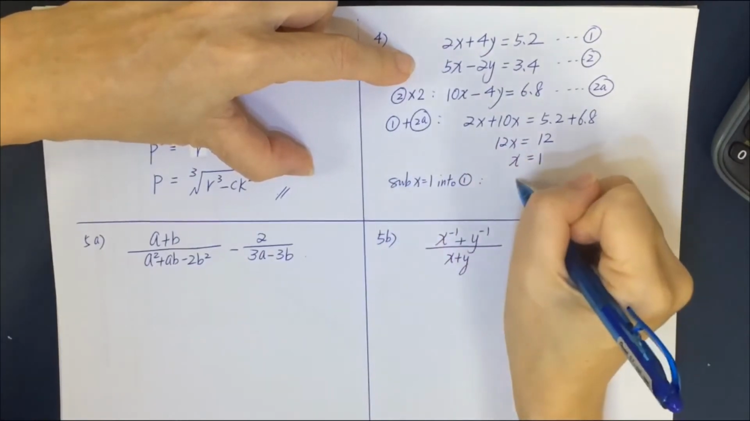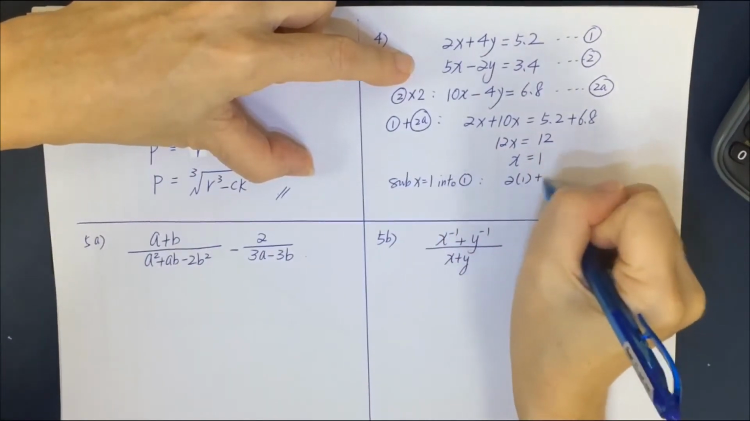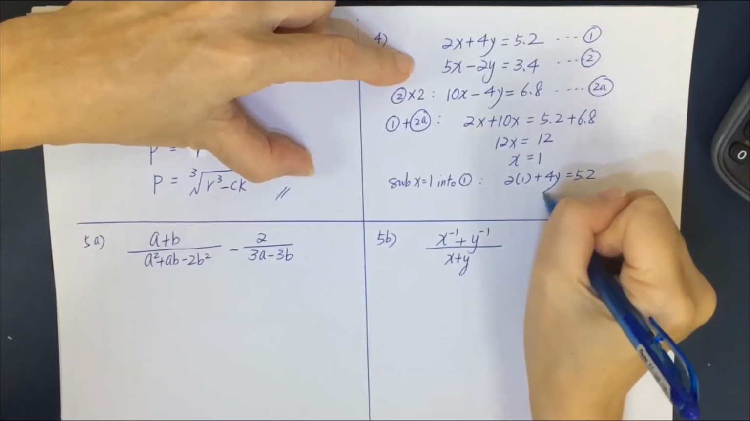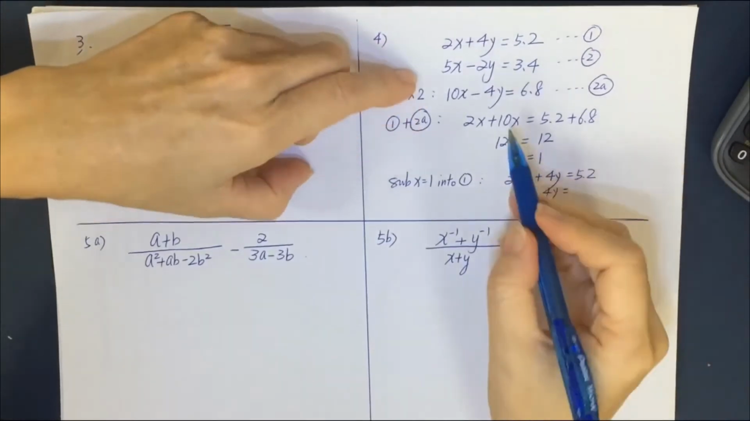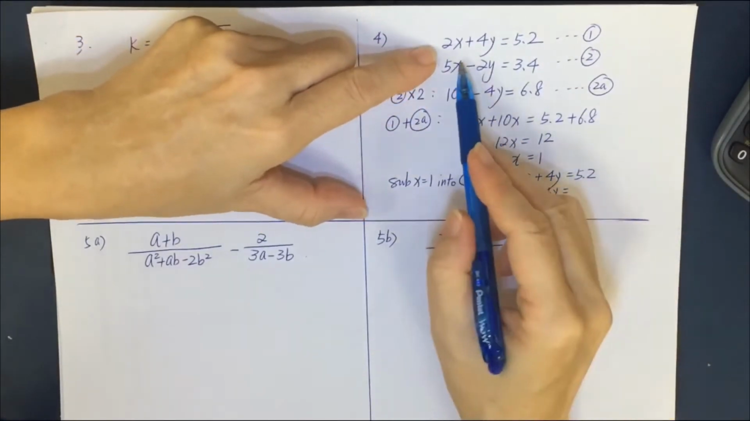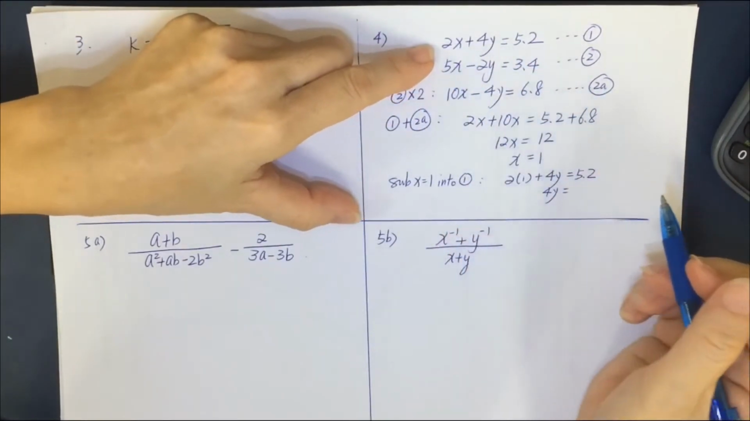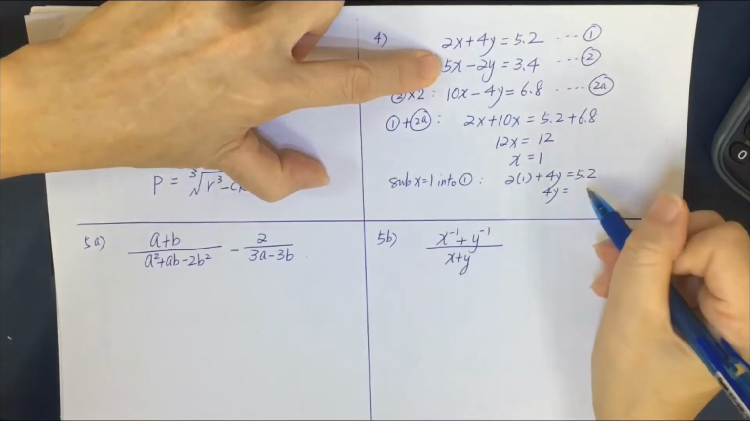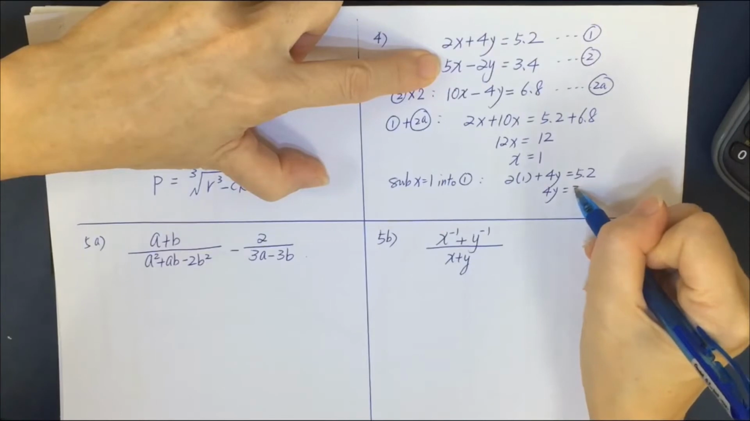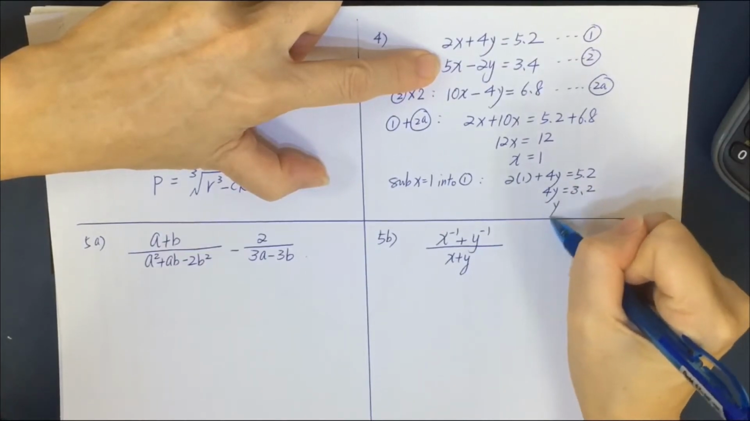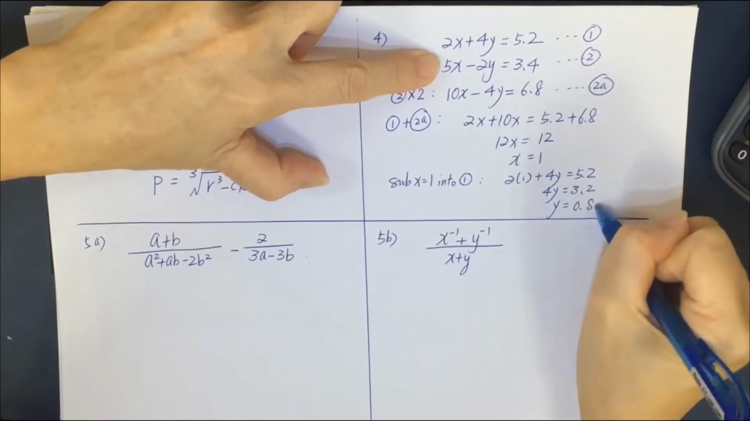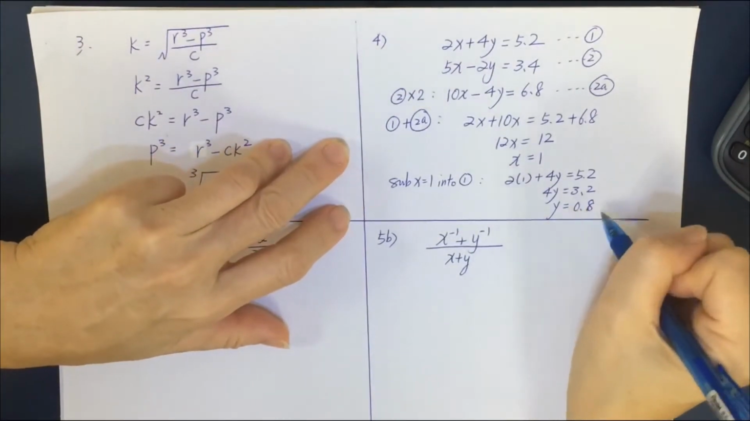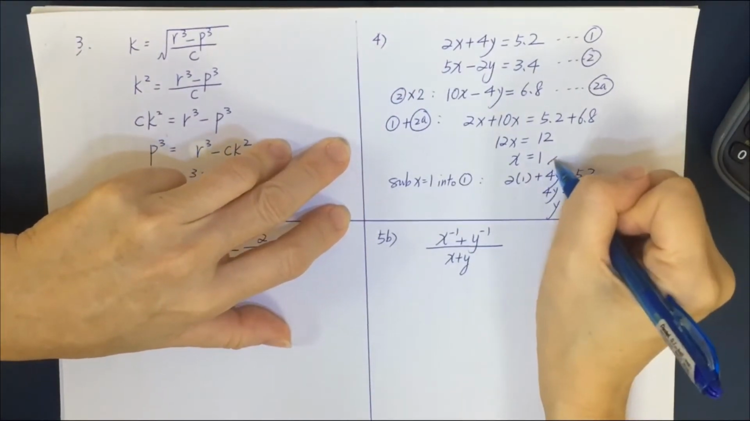So I'm going to get 2 times 1 plus 4y equals 5.2. You may ask, why is it that I'm substituting into the first equation? Because I like equations which have all positive numbers, so I want to avoid negative numbers. So here 5.2 minus 2 will be 3.2, so your y value will be 0.8. So y is 0.8 and x equals 1.